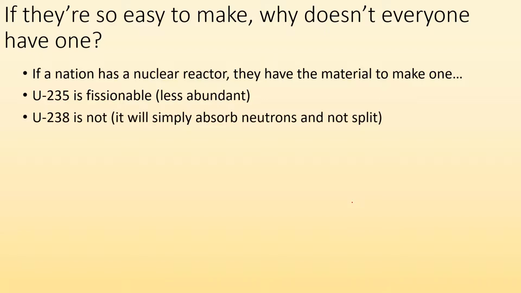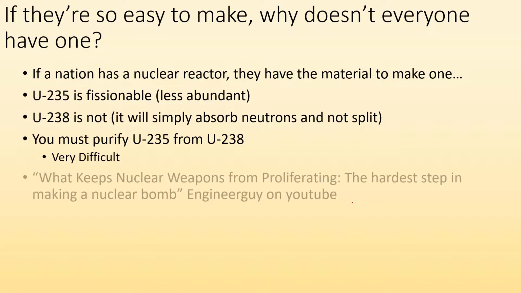Most uranium is uranium-238, and when you give a neutron to uranium-238, it'll absorb it and it won't split. So it's not fissionable. It's not going to produce this chain reaction, whereas uranium-235 is. So you have to be able to purify uranium-235 from uranium-238. Like uranium ore is mostly 238, so you got to somehow separate uranium-235 from that, and it's very difficult.